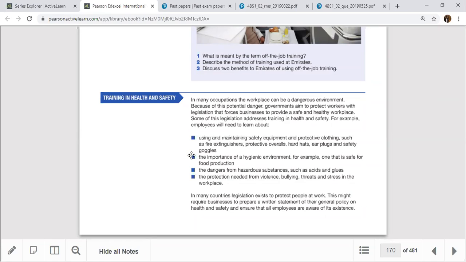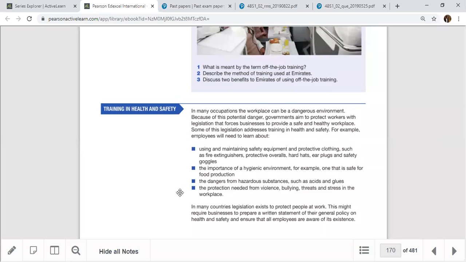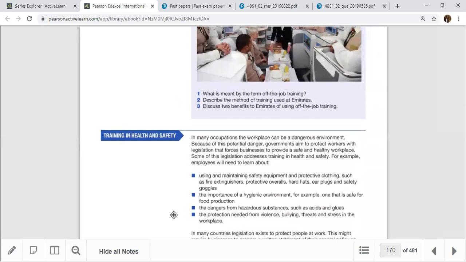And the importance of a hygienic environment, for example, one that is safe for food production. Quality control, health and safety of the food, and the danger from hazardous substances such as acids and glue. Workers should get protection from hazardous substances like chemicals, which can be very burning, very dangerous, poisonous. And protection from violence, bullying, threats, and stress in the workplace. It's another thing in the work area, so you get protection from violence, bullying, and threats, because no one needs to get bullied or face violence, threats and stress.